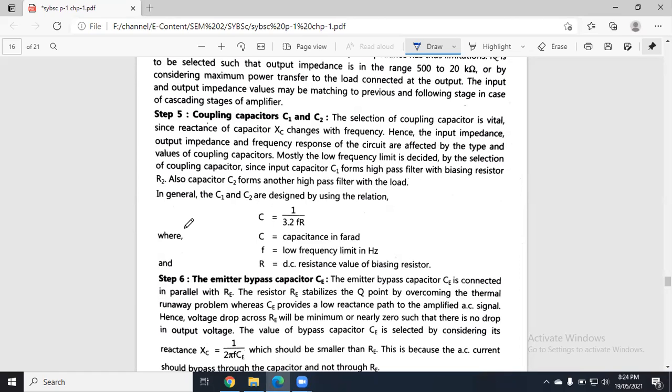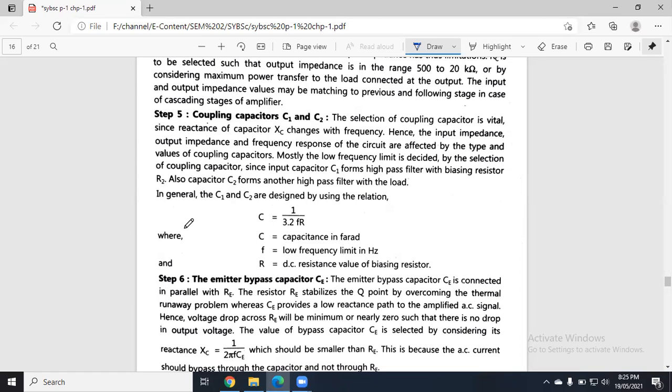On this point, they might ask you a question. What is the role of the coupling capacitor? Why does the coupling capacitor play an important role while designing a single stage RC coupled amplifier? Or what will be the effect of the coupling capacitor, right?